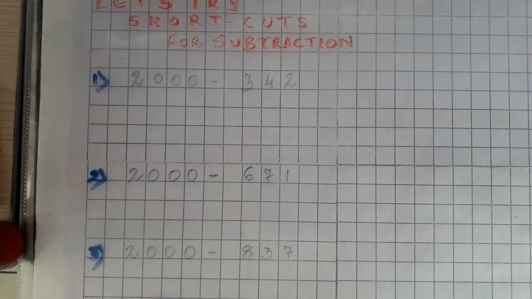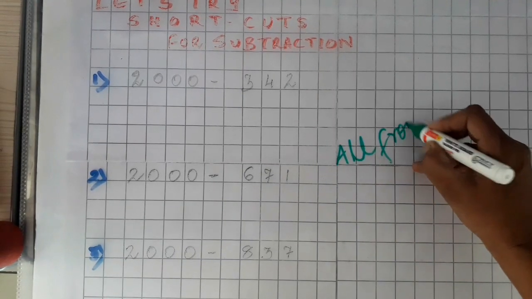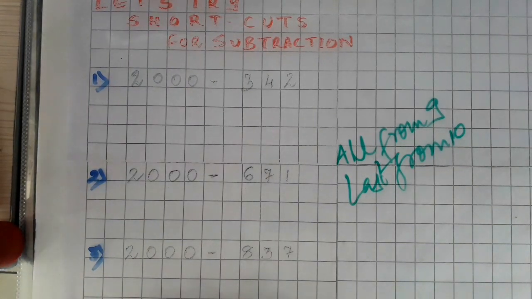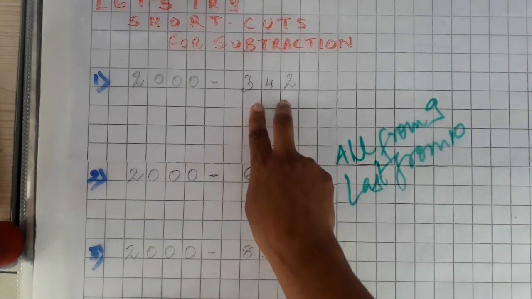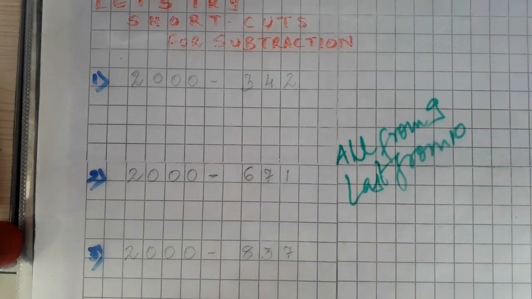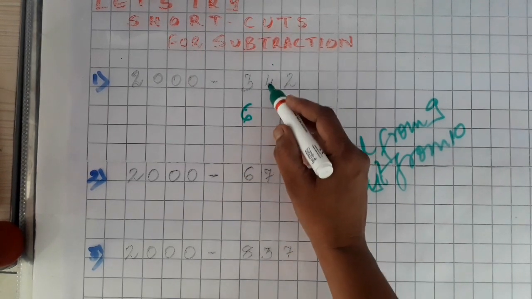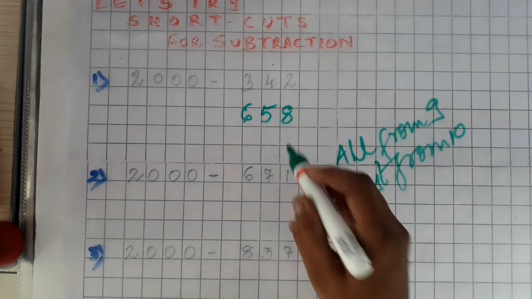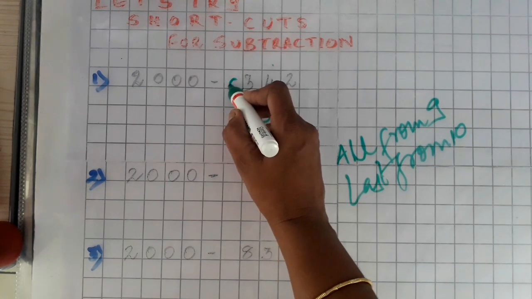The first thing you need to know is the formula. That is, all from 9 and last from 10. Here, all from 9 means the last 3 digits you are going to consider. These numbers you are going to subtract from 9, and the last from 10. So when you subtract 3 from 9, you get 6, 9 minus 4 is 5, and 10 minus 2 is 8. When nothing is given over here, you may always think that it is 0.